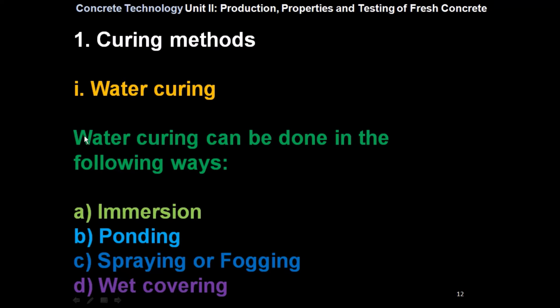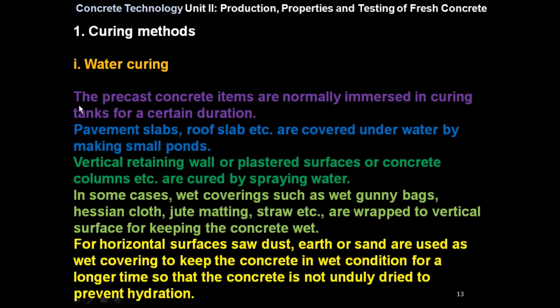In water curing, it can be done in the following ways. First is by immersion, second is by ponding, third is by spraying or fogging, and fourth is wet covering. The precast concrete items are normally immersed in curing tanks for a certain duration. Pavement slab, roof slab, etc. are covered under water by making small ponds.